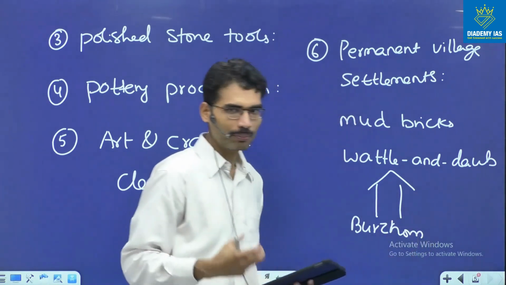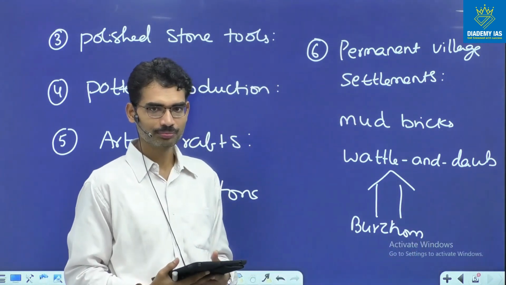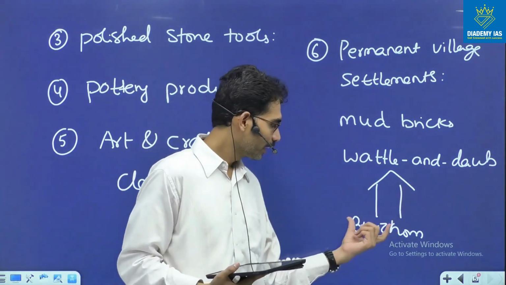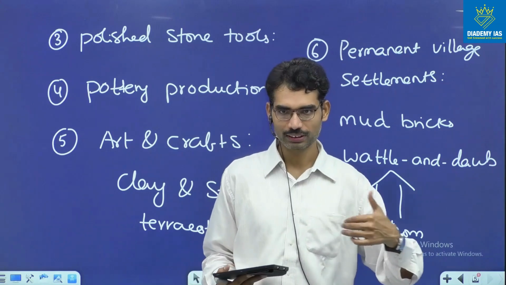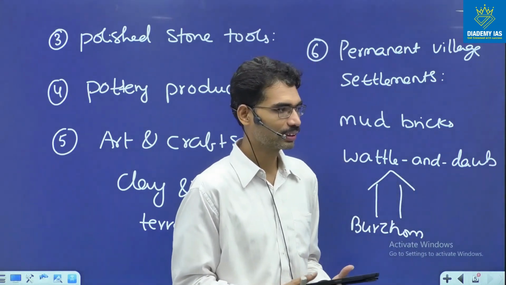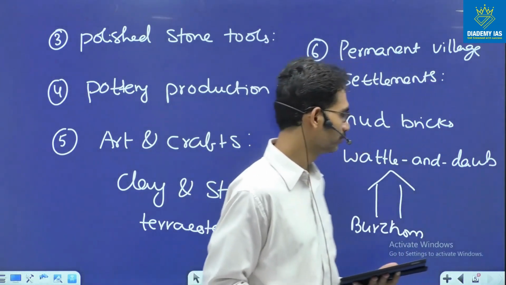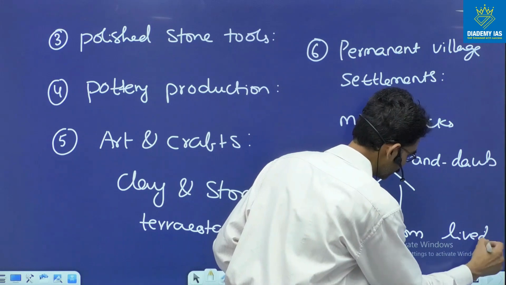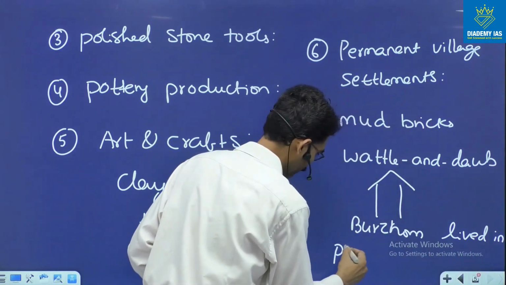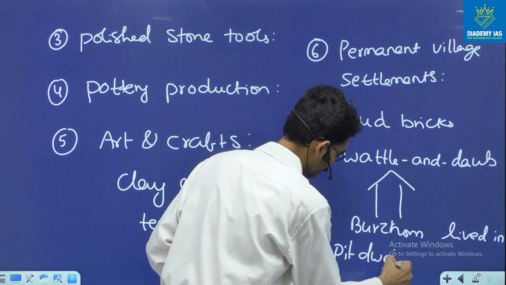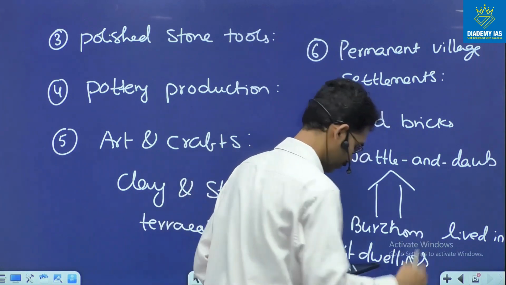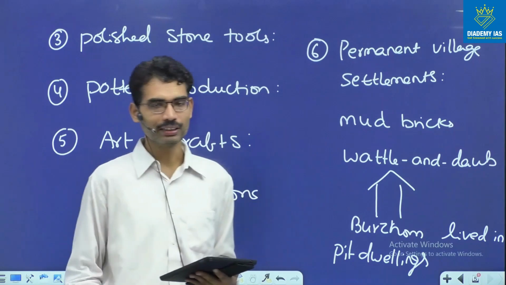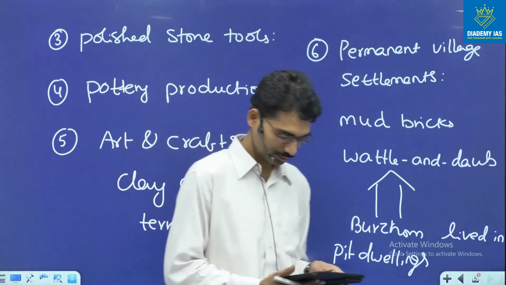Okay, now in places like Burjahom, what type of houses will you give as evidence? Pit dwellings. In places like Burjahom, they lived in pit dwellings.